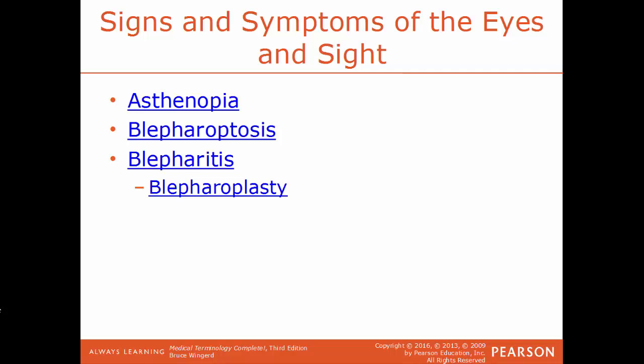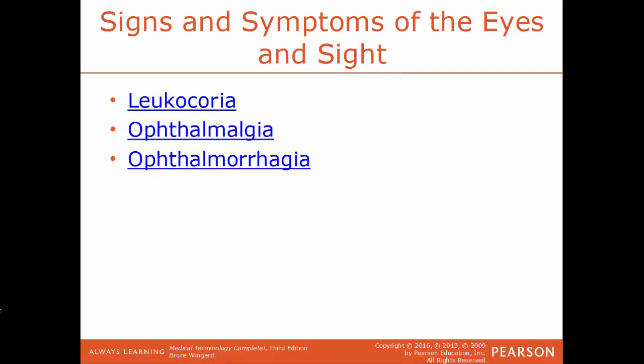And if this is a chronic condition, you may need to surgically repair the eyelid, which would be our last term here, blepharoplasty, the surgical reconstruction of an eyelid. Leukocoria, this is having an abnormal white reflection within the retina of the eye. Ophthalmalgia, this is a reference to having pain within the eyeball.